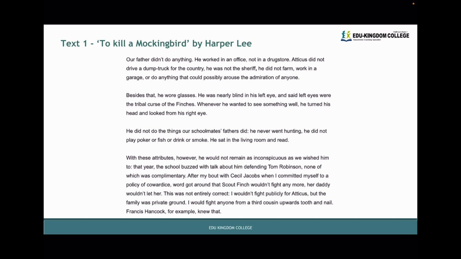Now, this is the first text we have. It's To Kill a Mockingbird by Harper Lee. This is just an extract, the introductory part of the novel. If you are not familiar with this classic, it's mainly about a lawsuit in regards to racism, particularly with Black people. That's all we really need to know to answer these questions. So please read this in your own time, and we'll go ahead and answer the questions together.